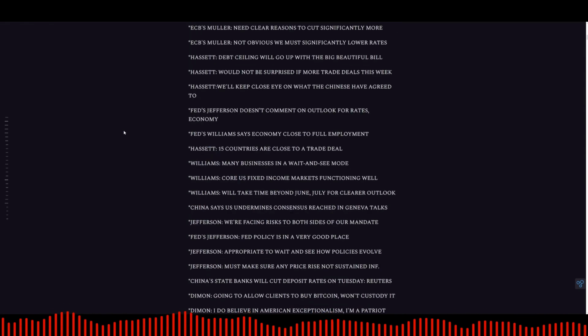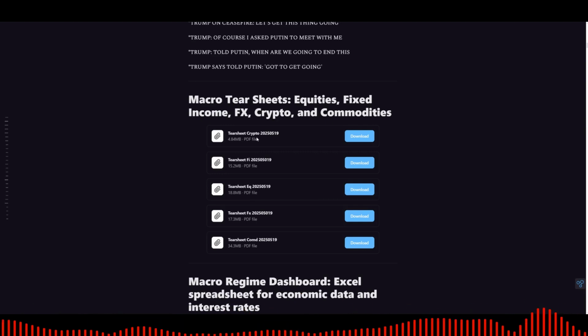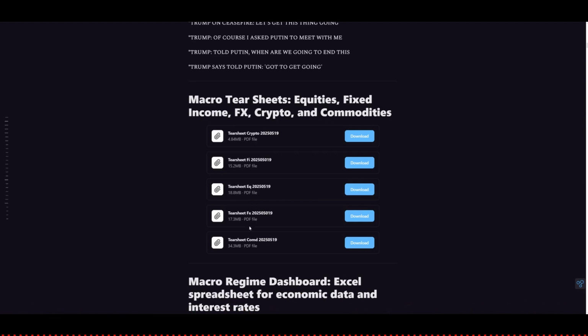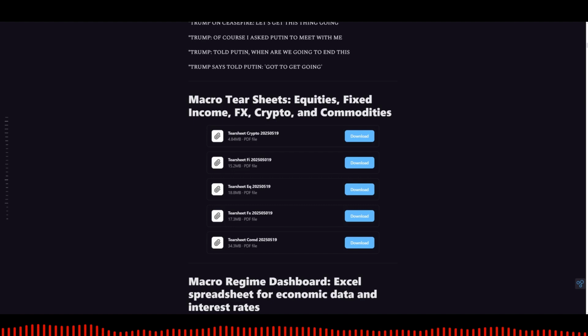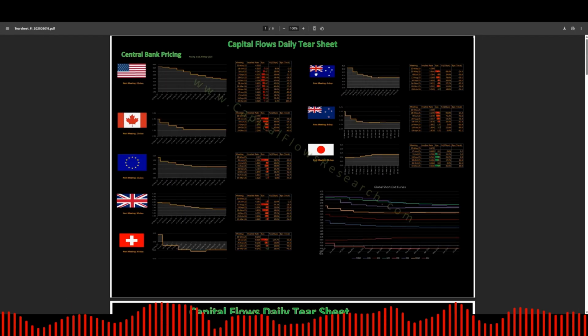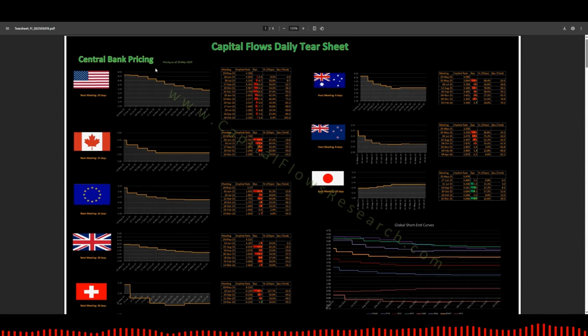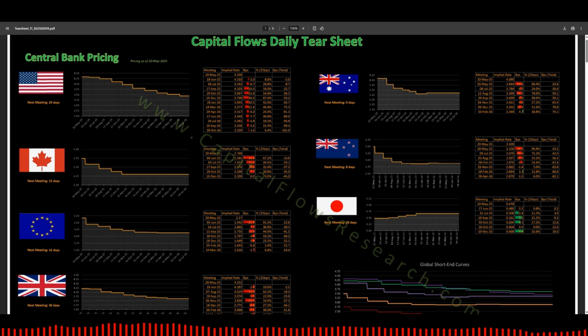And then in the section here for the macro tear sheets, there are tear sheets on every asset class: crypto, fixed income, equities, FX, and commodities. These break down all of the major changes that are taking place. What I want to do is go to the fixed income tear sheet. If you download it, the thing I want to focus on is the central bank meetings and how that connects to interest rates.